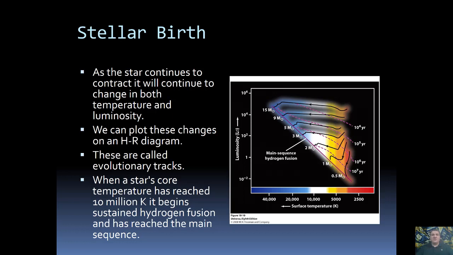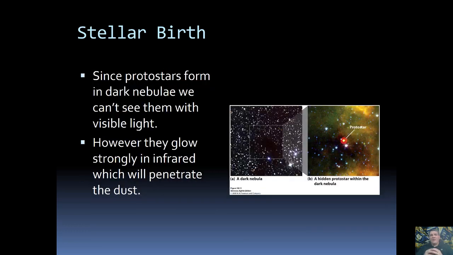Now, these protostars are still going to be embedded within the overall dark nebula, which means we're not going to see them. At least we're not going to see them using visible light. The dark nebula blocks visible light. However, the interstellar medium is actually transparent to infrared light. So we can't see it using visible light, but when we look in the infrared into these dark nebula, then we can actually see these protostars in the process of forming.